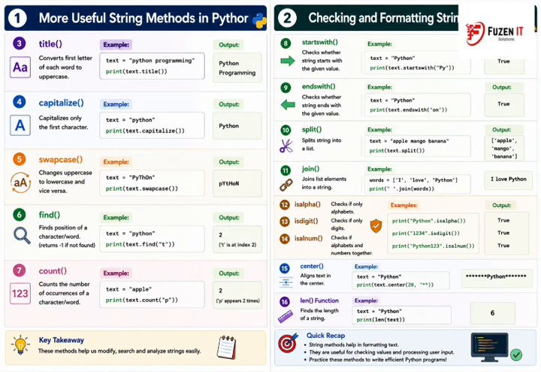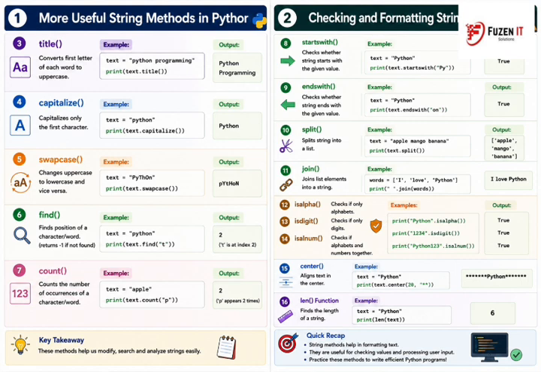Finally, count tells how many times a character appears in a string or a sentence. Text equals to "apple", text dot count p, which gives the output as 2. So remember, these methods help modify and analyze strings easily. And slide 2 covers methods for checking and formatting strings.